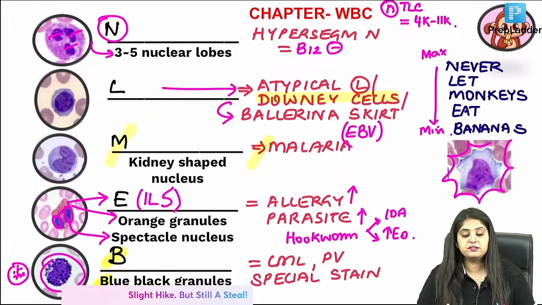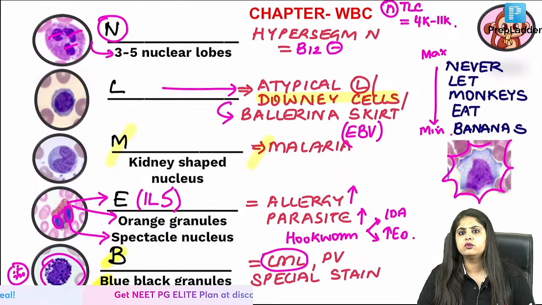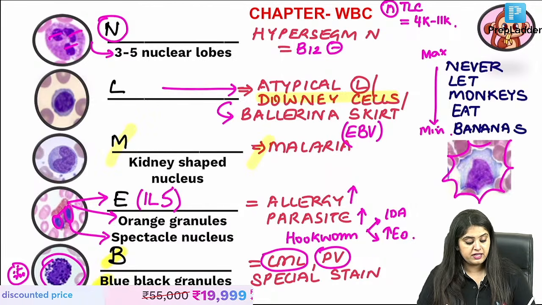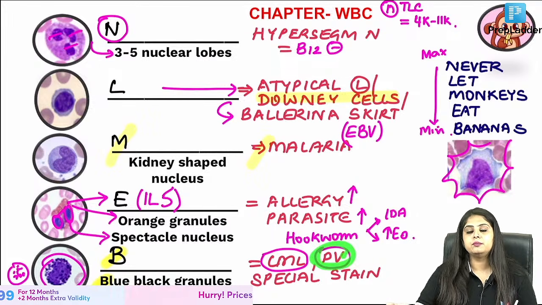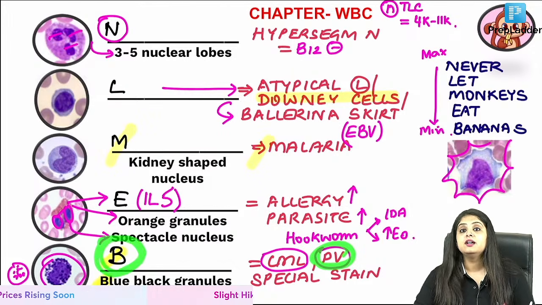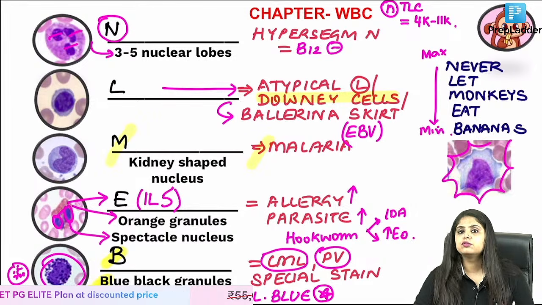So where is it increased? Two conditions which I will teach you today. One is CML, the Philadelphia chromosome one, in which basophils increase. And second is polycythemia vera. Many of you will believe polycythemia vera means RBC is more, hemoglobin is more and all of that, but there is also an increase in basophils. Now, what is the special stain for basophils? I told you for basophils and mast cells, what is the special stain? It is toluidine blue, supravital stain.